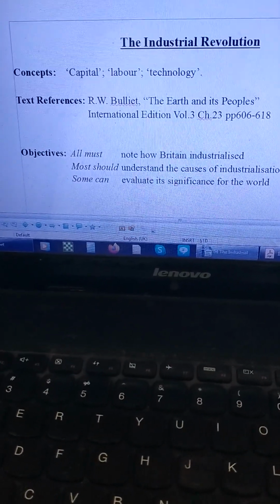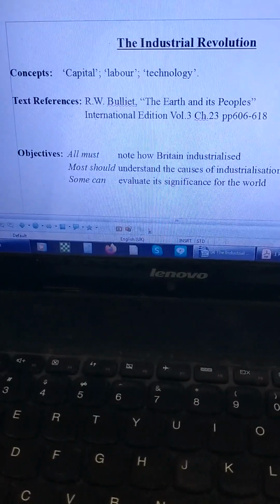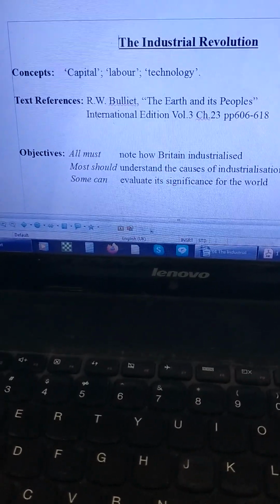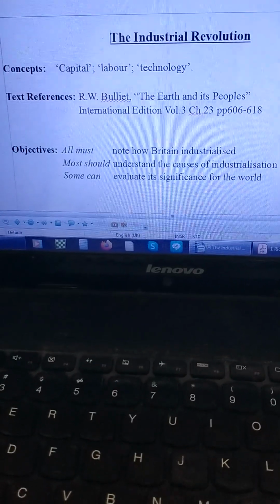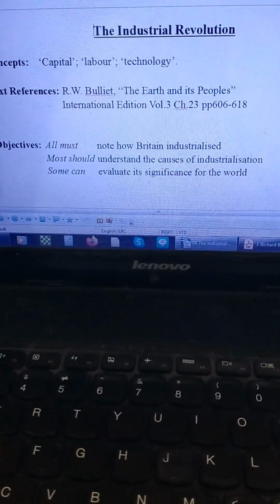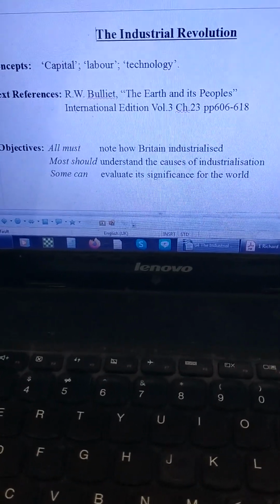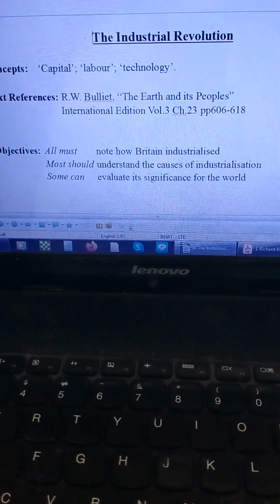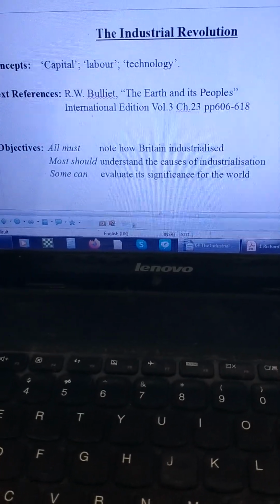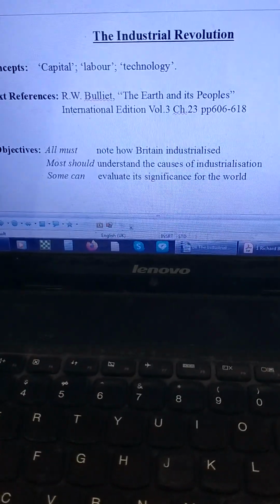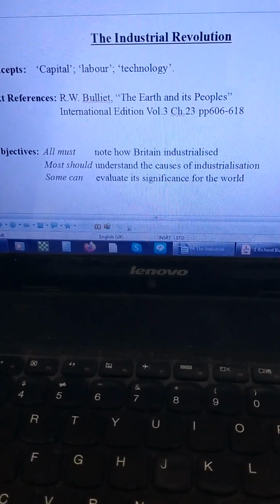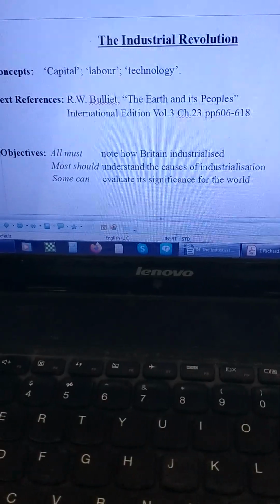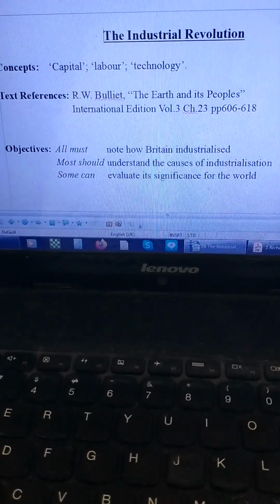So what we must do, we're going to note how Britain industrialised. Then we should hopefully understand the causes of industrialisation. Why Britain? Why there and not somewhere like China or whatever? And then hopefully you should be able to evaluate and judge its significance for the world as a whole. Well, let's see how many of those objectives we can start to deal with in our mini lesson.